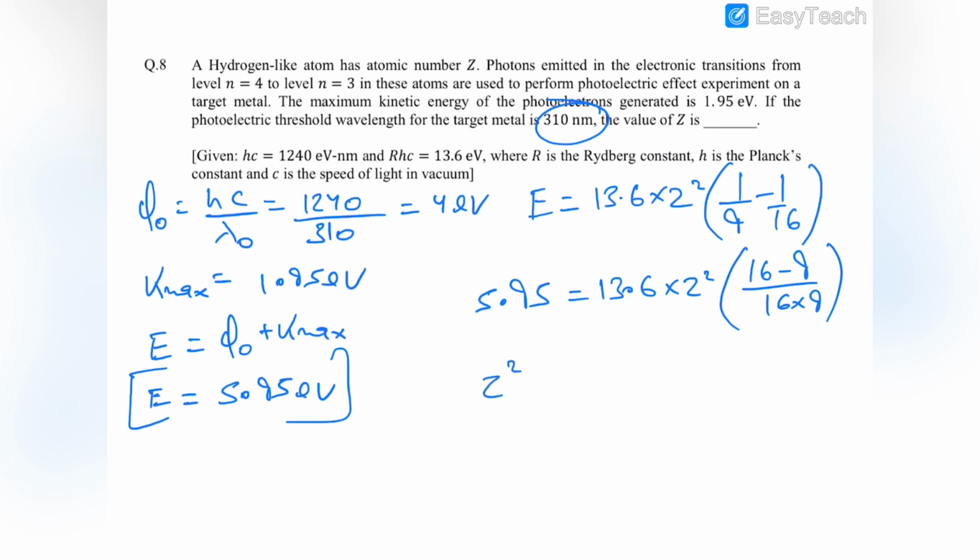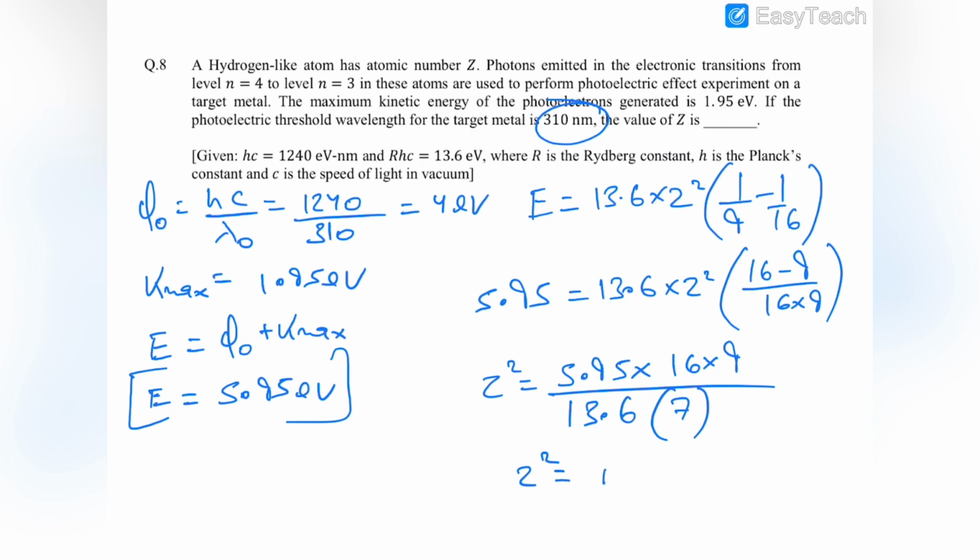So z square will be equal to 5.95 into 16 into 9 divided by 13.6 into (16 minus 9, which is 7). So the value of z square will be 9 and z would be equal to 3. So the correct answer is 3. Now we move on to the next question.